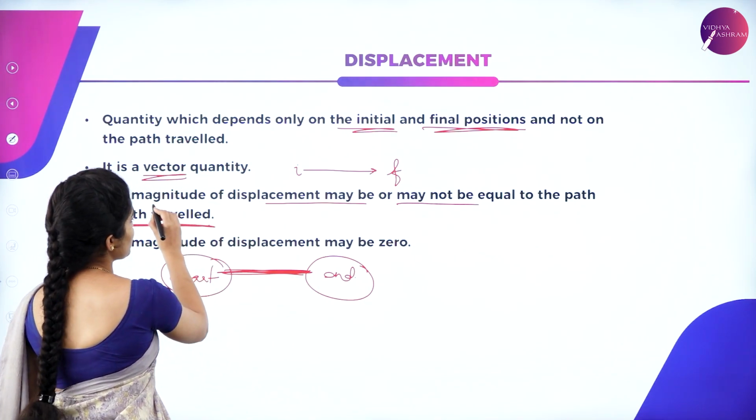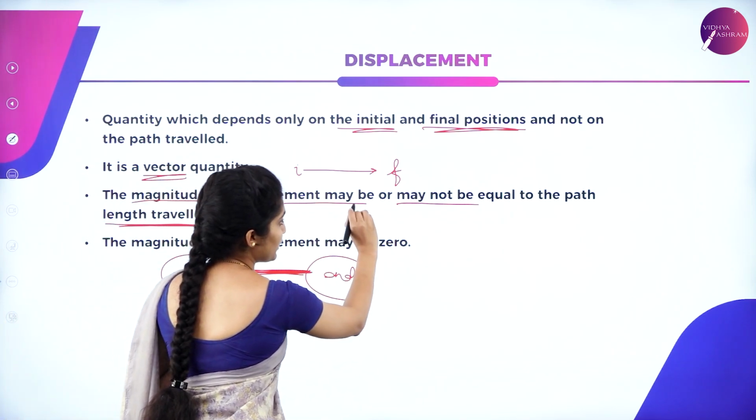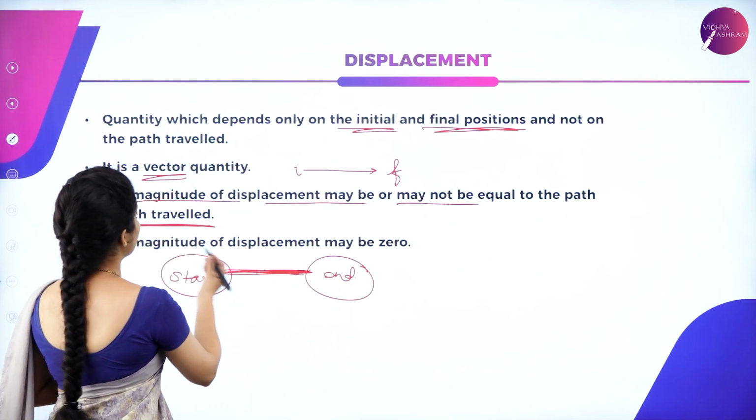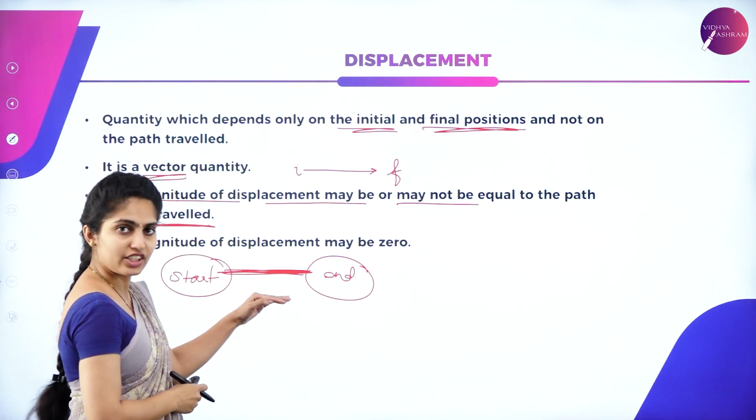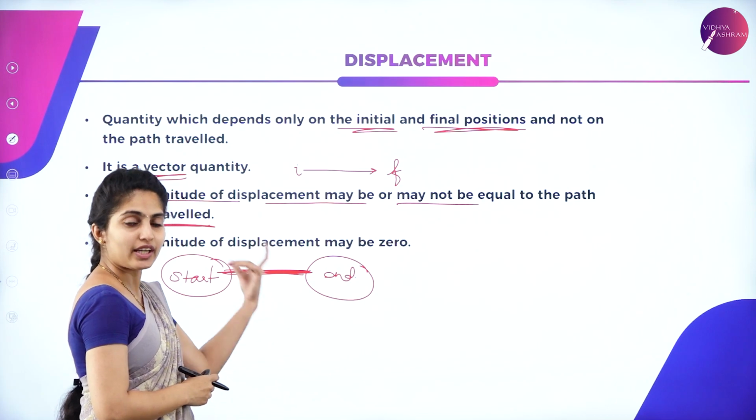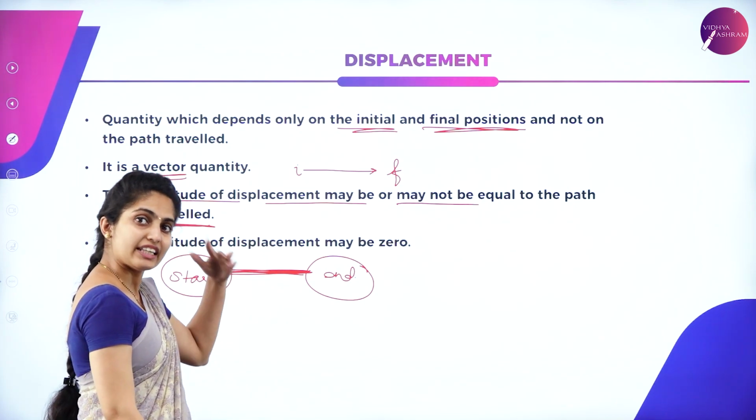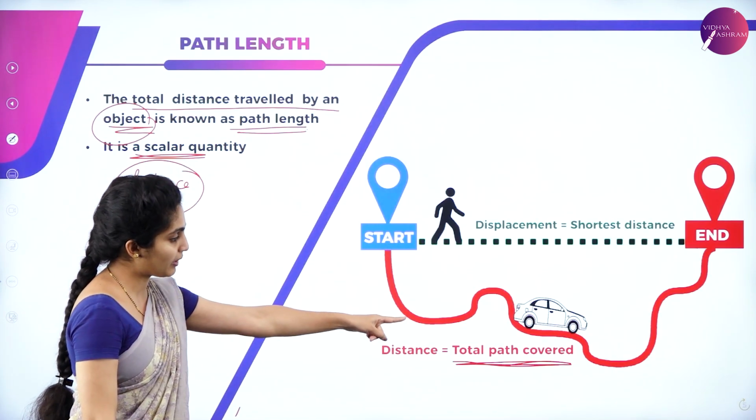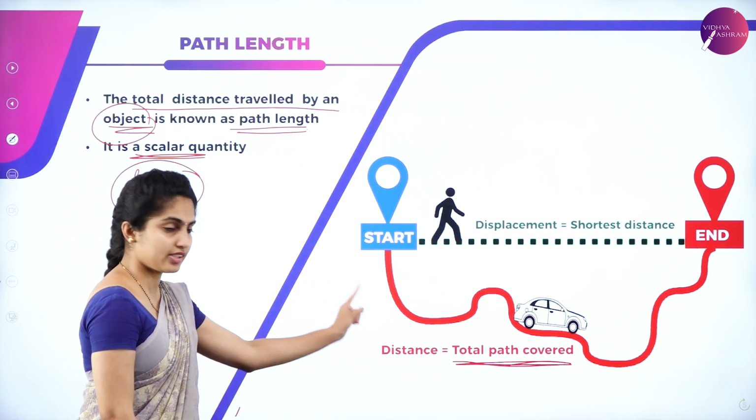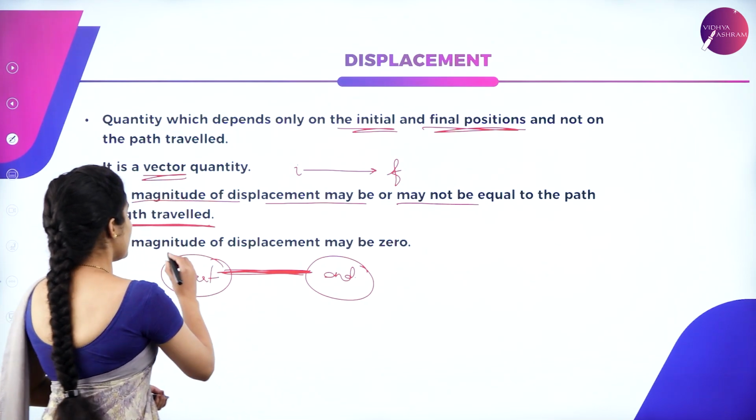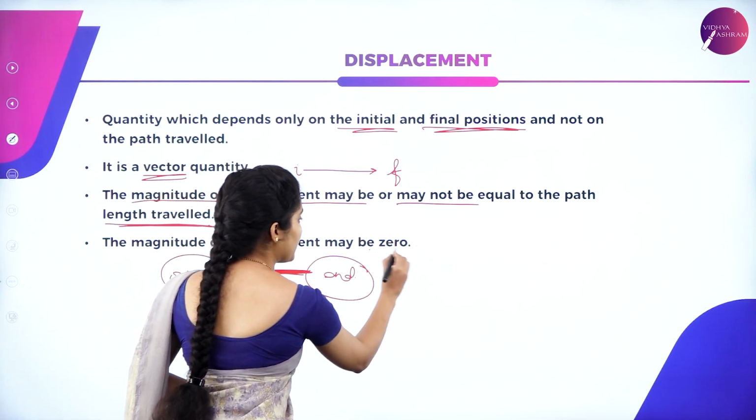Okay, that is what it is told. The magnitude of displacement may or may not be equal to the path length traveled. One is this condition, where displacement and distance are both equal. In the previous image, distance is not equal to displacement, because that is the shortest distance and the longest distance. And the magnitude of displacement may be 0.